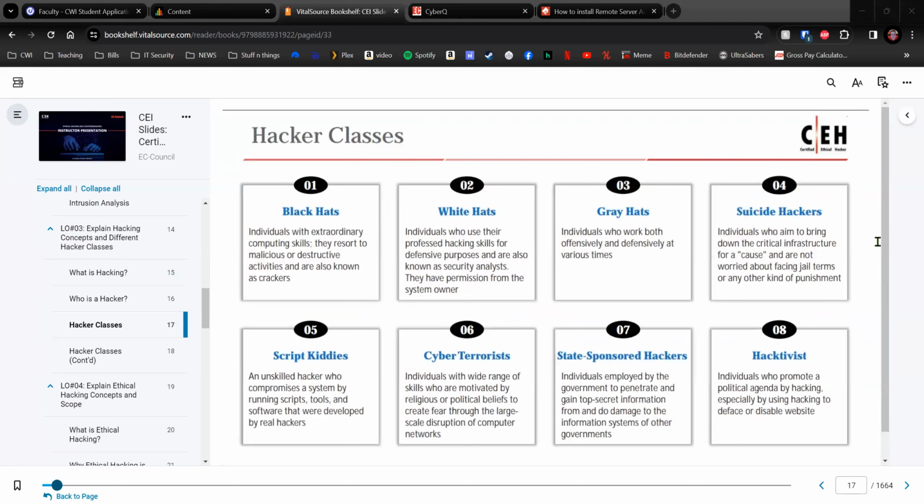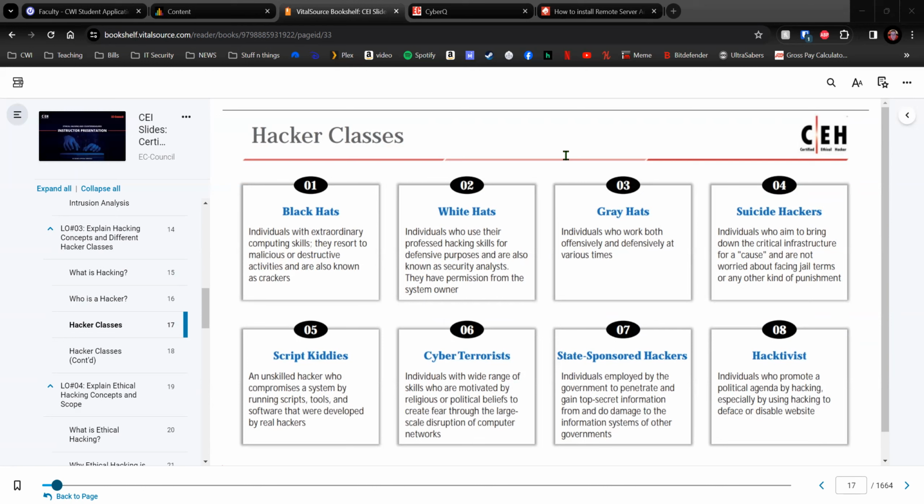Black hat: individual with extraordinary computer skill. They resort to malicious or destructive activities and are also known as crackers. White hats: individuals who use their professed hacking skills for defensive purposes and are also known as security analysts. They have permission from the system owners. Gray hats are individuals who work both offensive and defensive at various times. Suicide hackers are individuals who aim to bring down critical infrastructure for a cause and are not worried about facing jail terms or any other kinds of punishment.